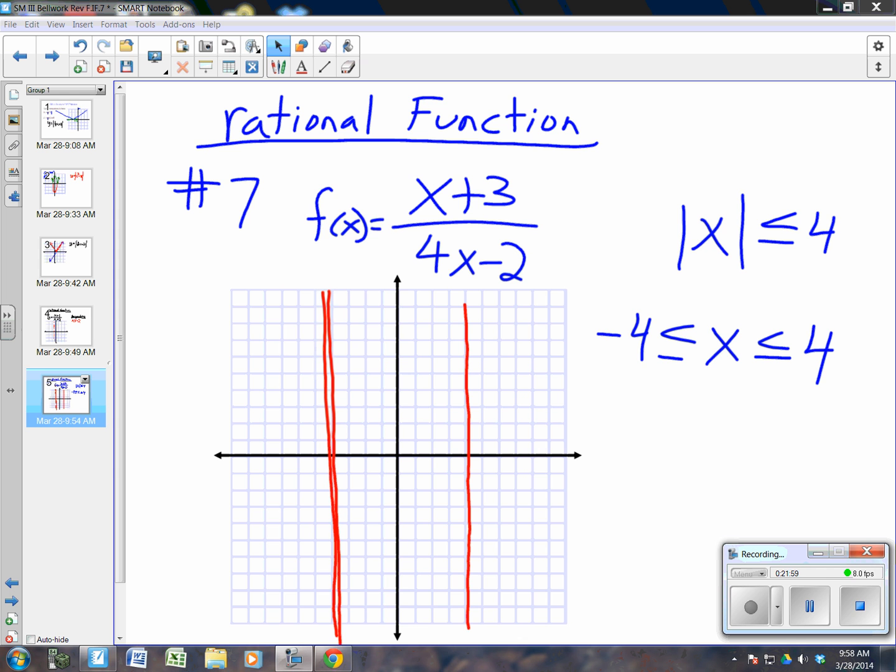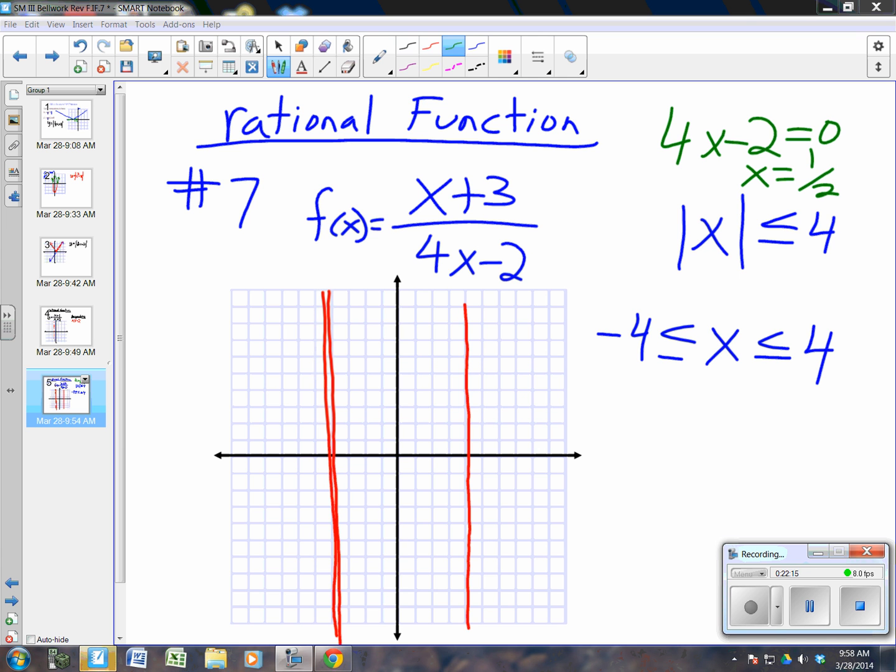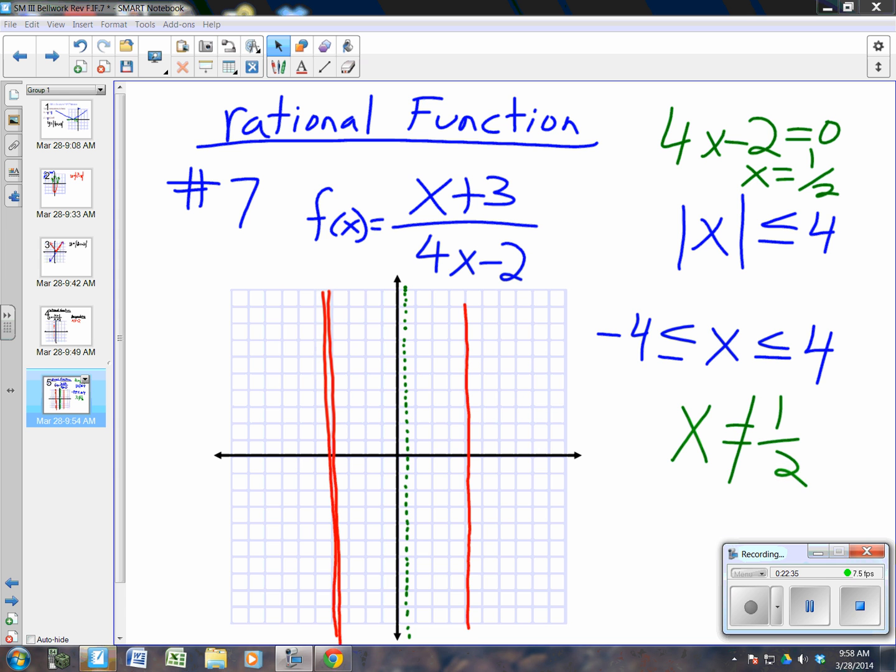Another way you can think about it, you guys, is 4 times 1/2. What's 4 times 1/2? 2. And what's 2 minus 2? 0. So the key was you set the denominator equal to 0, and you solve that equation, and you'd get x equals 1/2. So there is a vertical asymptote at x equals 1/2. In other words, x cannot be 1/2. So we're going to put a vertical asymptote. We're going to make a dotted line right here at 1/2. Okay? And that's our vertical asymptote.